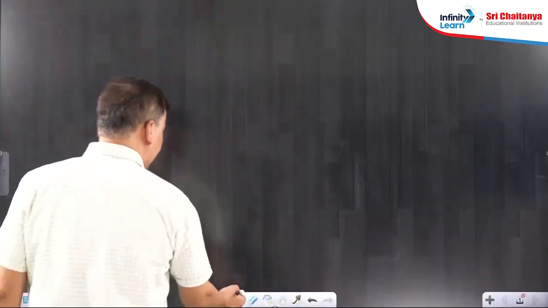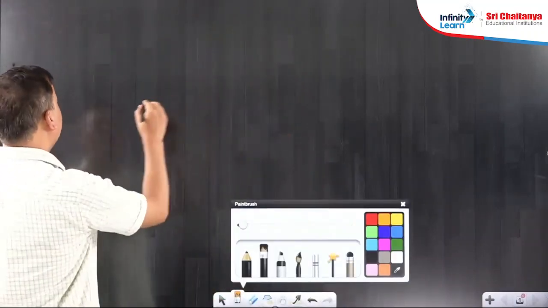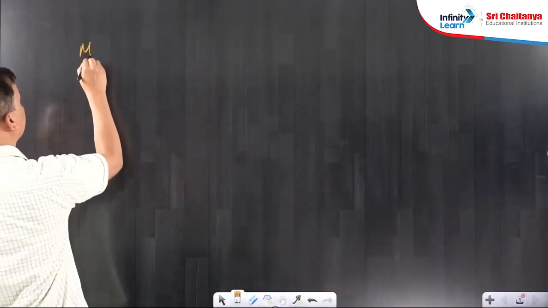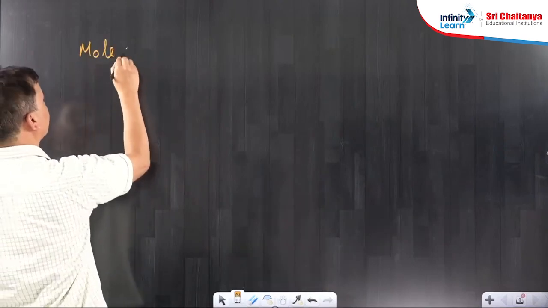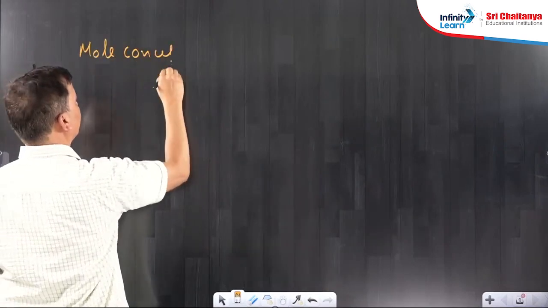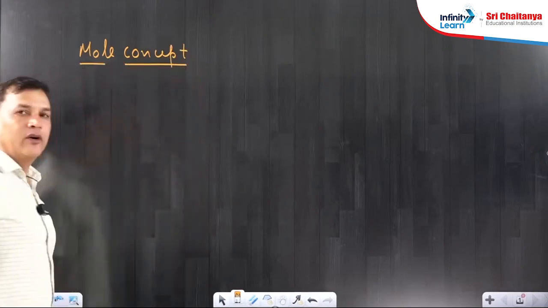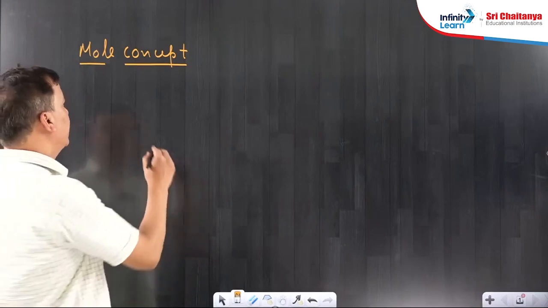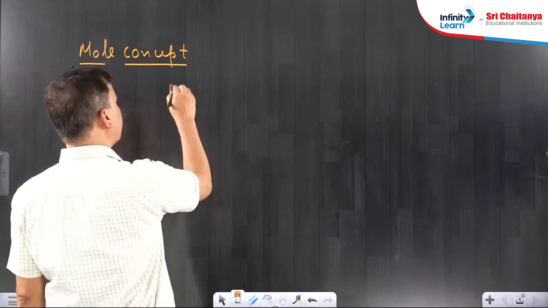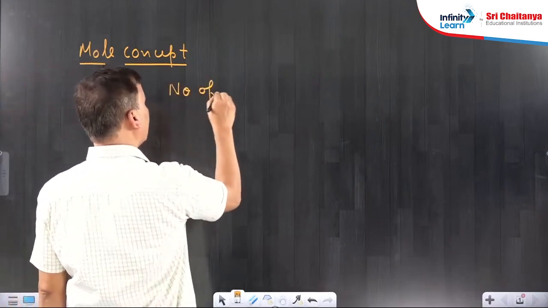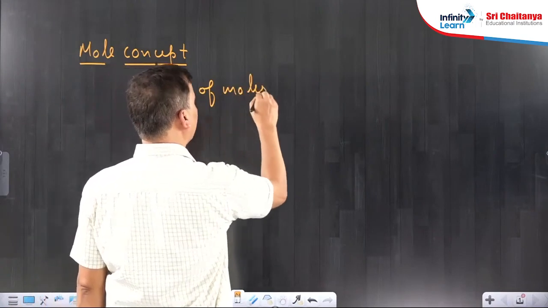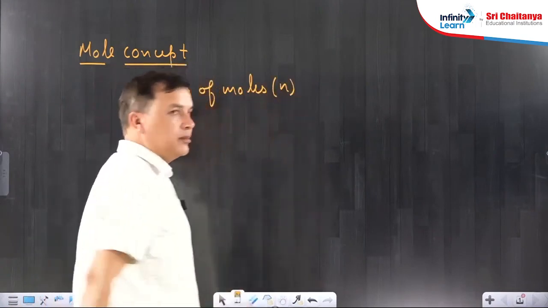So, yesterday, what were we discussing? I think we were discussing the mole concept. That is, we were discussing the mole concept, and the very first formula that we have derived. Please tell me, that is how to calculate the number of moles. We have to calculate the number of moles, which is represented by n.